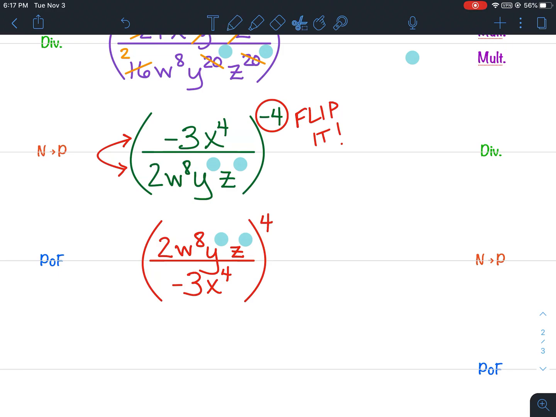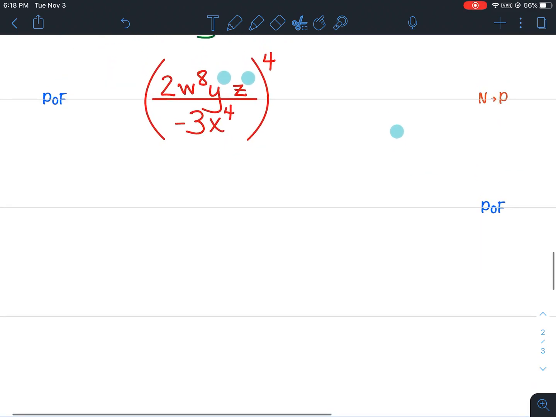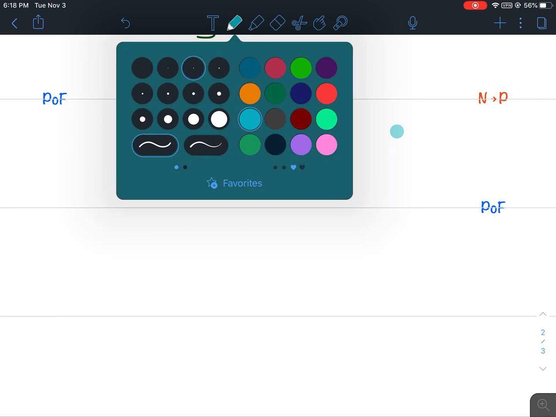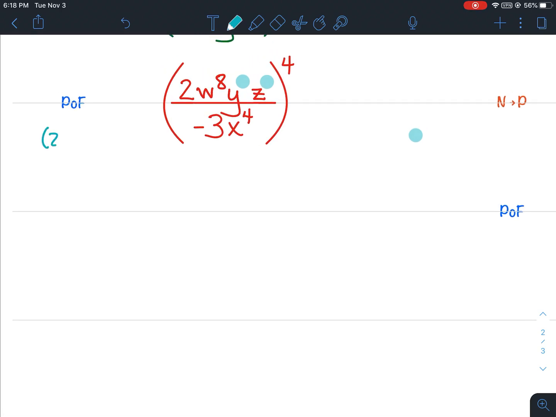Now I am ready to do the power of a fraction. So I'm going to start with the 2 to the 4th power, and then -3 to the 4th power. Write that off to the side. 2 to the 4th power, -3 to the 4th power.